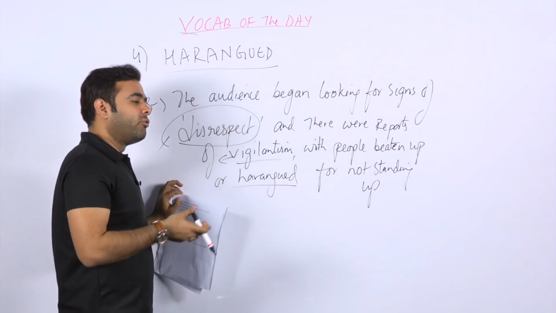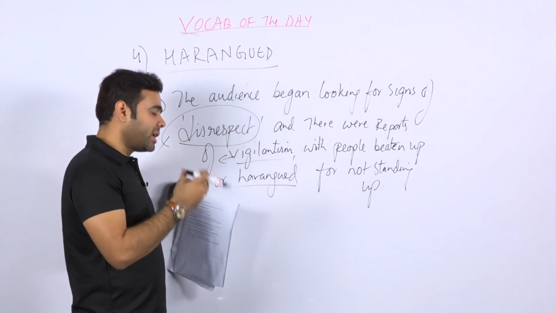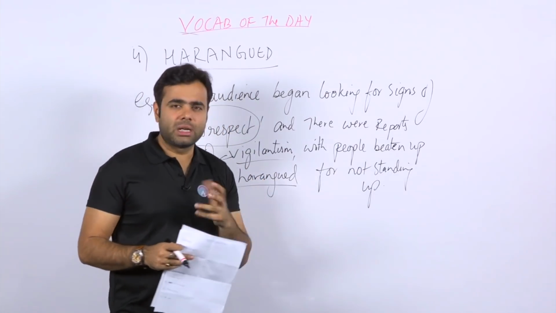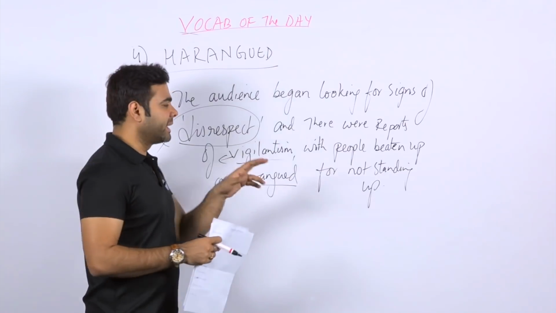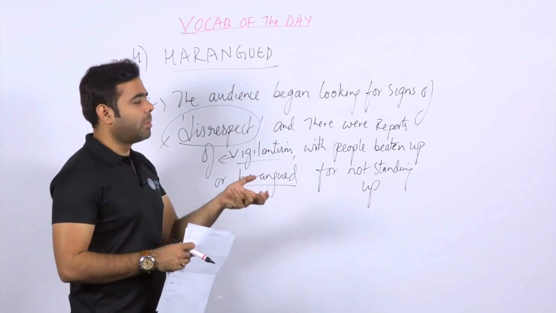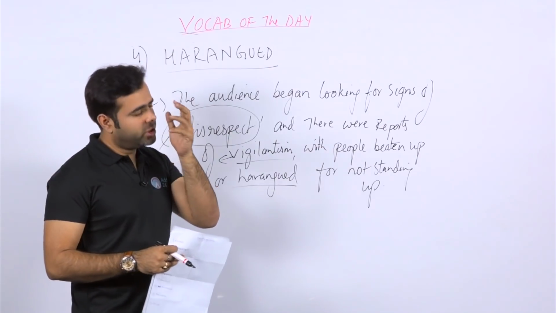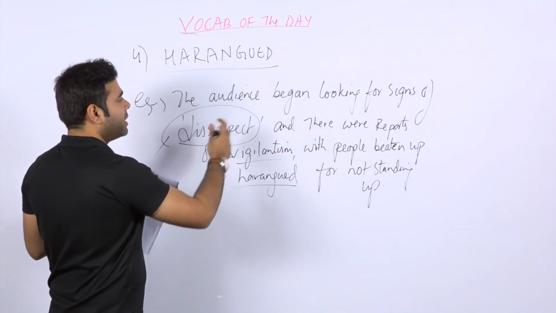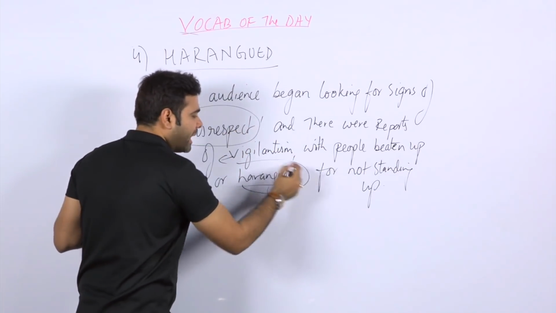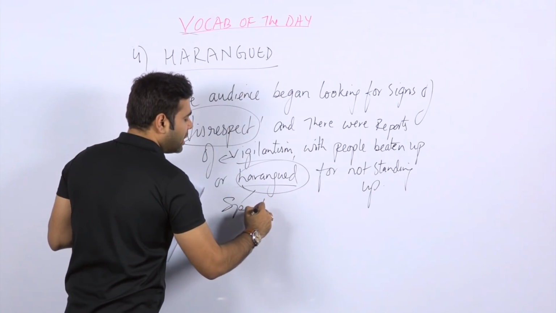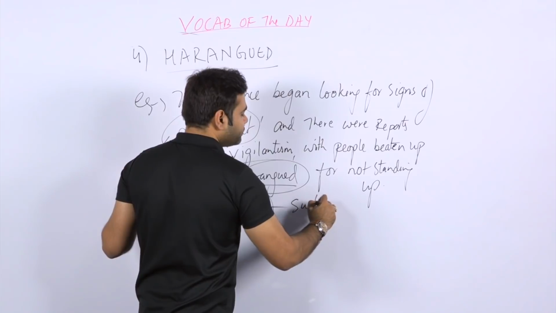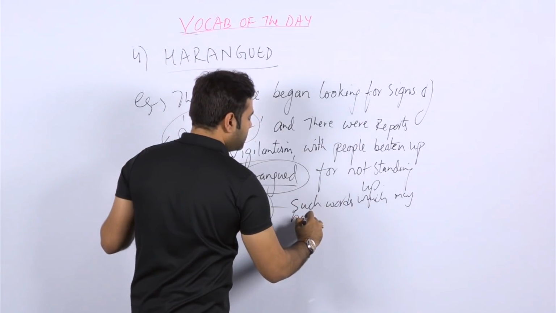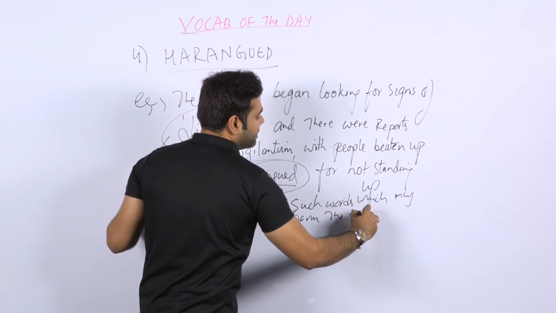It's not exactly religious sentiments, because in the case of religious sentiments there is a kind of sacrilege, but the sentence is not talking about sacrilege exactly. They are talking about an action which has broken or violated the simple perception or the sentiments they have in their minds about something, isn't it? So the audience began looking for signs of disrespect, and harangued is a kind of speech when you use such words which may harm the sentiments of people.